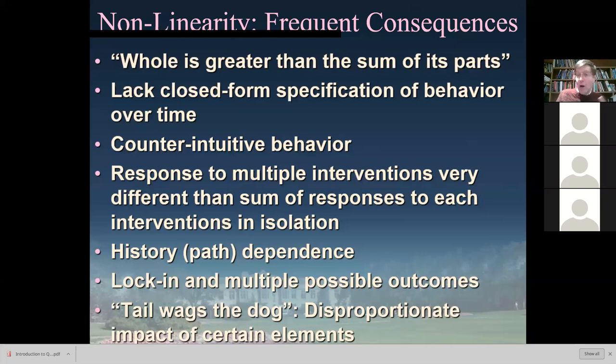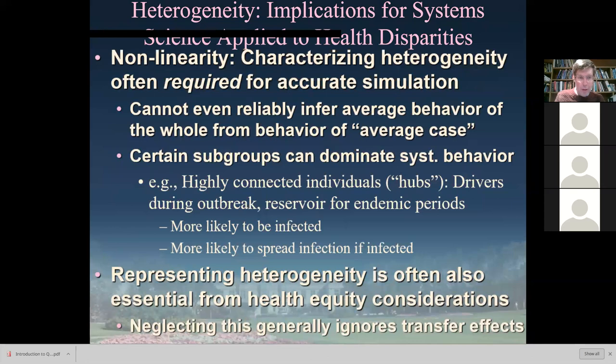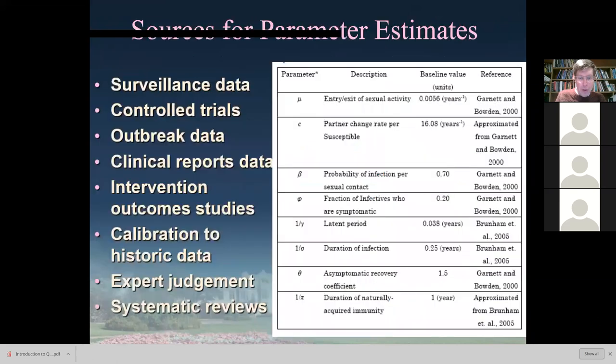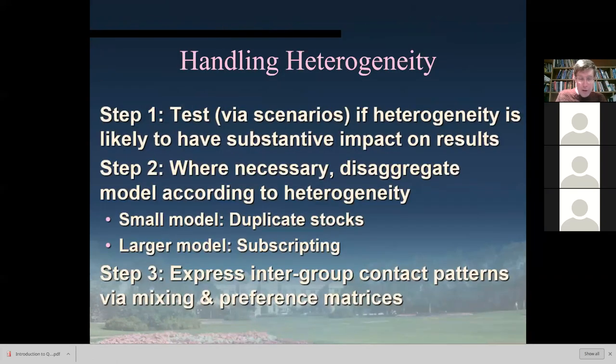Nonlinearity has many consequences. And one of them is these systems are devilishly hard to control, to reason about, to understand. And our normal intuitions break down really, really poorly. Okay. A key need here is often to represent heterogeneity. And I want to talk a little bit about how heterogeneity is handled here.